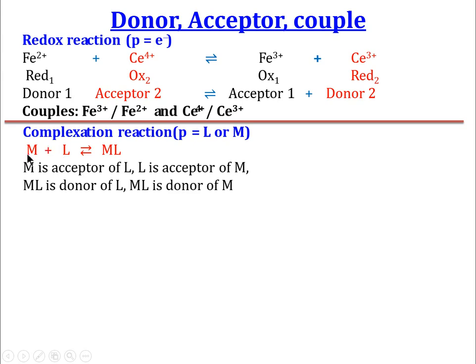In the complexation reaction, we have a metallic ion M that receives a ligand L to give ML. So M accepts L, and L accepts M. So M and L are acceptors. ML is donor of M, or ML is donor of L, so ML is donor. Note that we will discuss all these details in the chapter on complexation. The most important is only to know the concept of donor, acceptor, and couple. The couples involved are acceptor-donor M/ML or acceptor-donor L/ML.